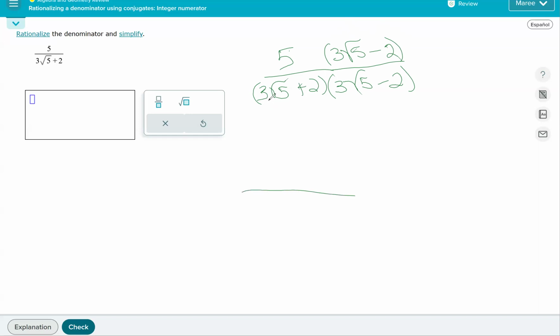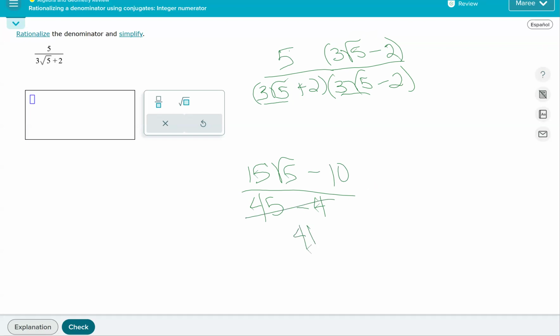So in the denominator, we have 3 root 5 squared, which is 9 times 5, or 45. And then we'll always have a minus sign here. And then we do 2 squared, which is 4. So that becomes 41. And then in the numerator, we distribute our 5. We get 15 root 5 minus 5 times 2, which is 10. 45 minus 4 is 41.